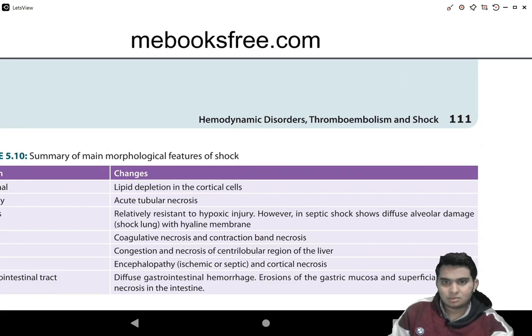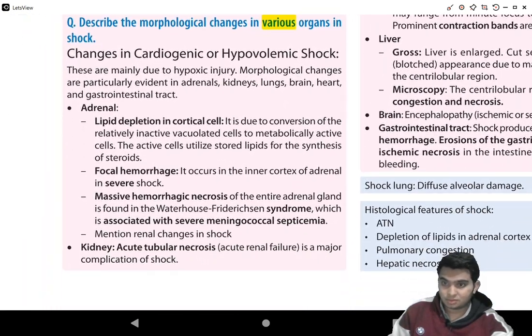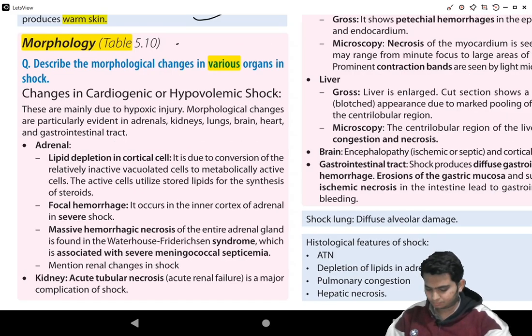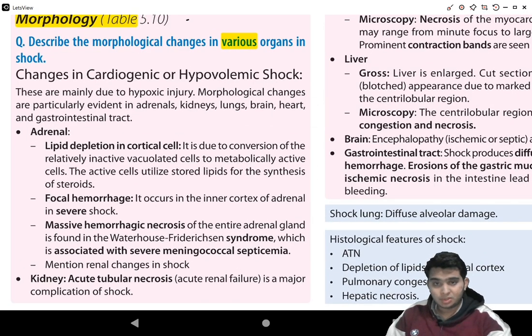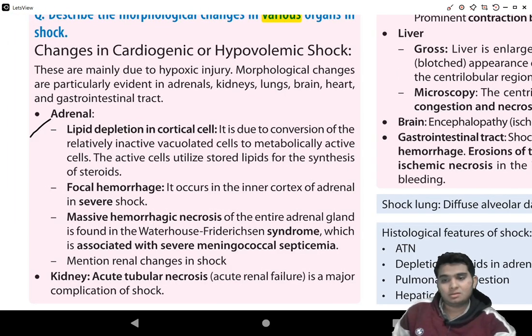Okay, so now we will discuss the morphological features of the organs. Let's talk about the morphology. First, the adrenal gland. There is lipid depletion in the cortical cells. It is due to the conversion of relatively inactive vacuolated cells to metabolically activated cells. The activated cells utilize stored lipids for the synthesis of steroids. So there is lipid depletion in the cortical cells of the adrenal.